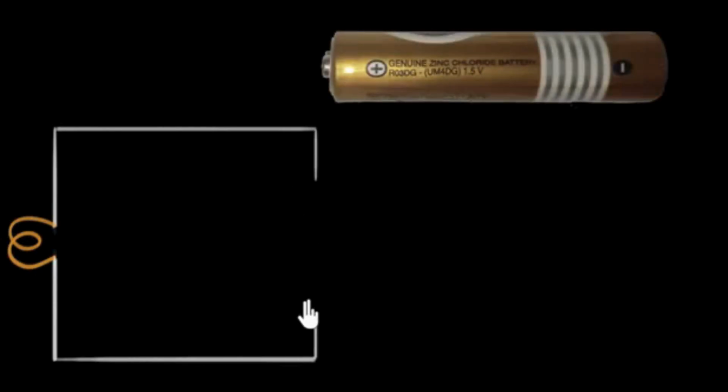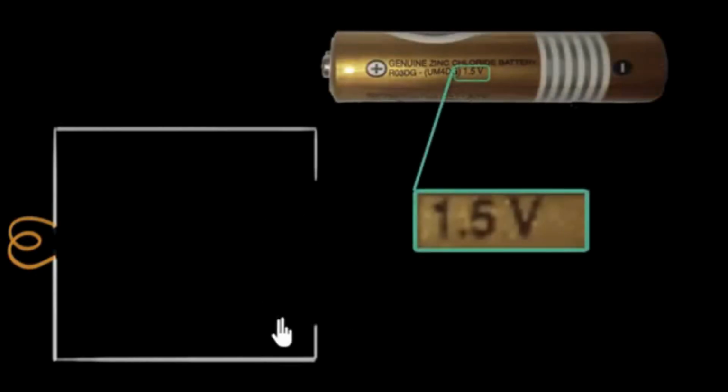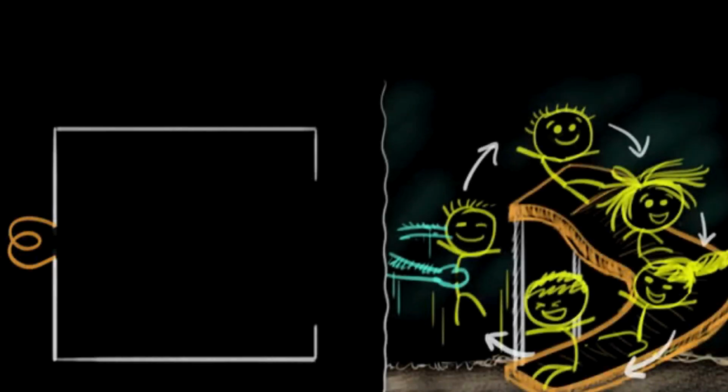If we have a bulb connected to a bunch of wires, the question that we're going to answer in this video is how do we set up a current in these wires? And we'll also learn what a battery does and what does voltage really mean. And to do all of this, let's start by thinking of an analogy. And the analogy is this picture of happy kids playing on a slide.